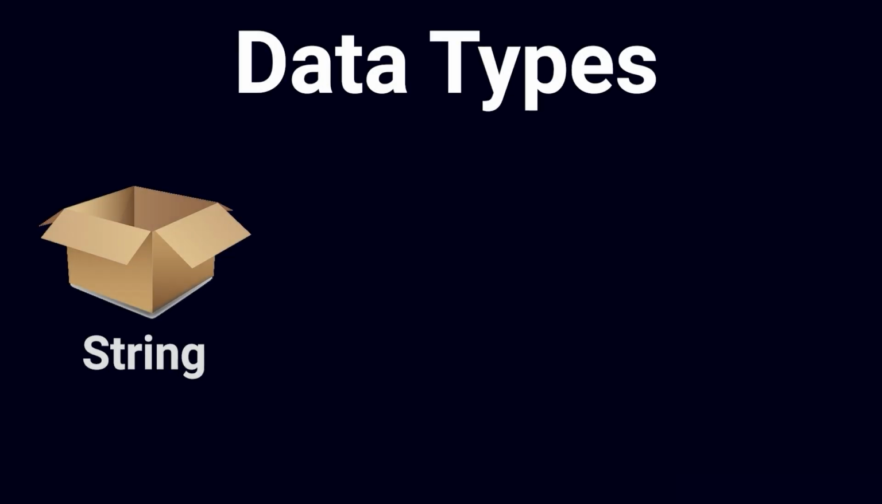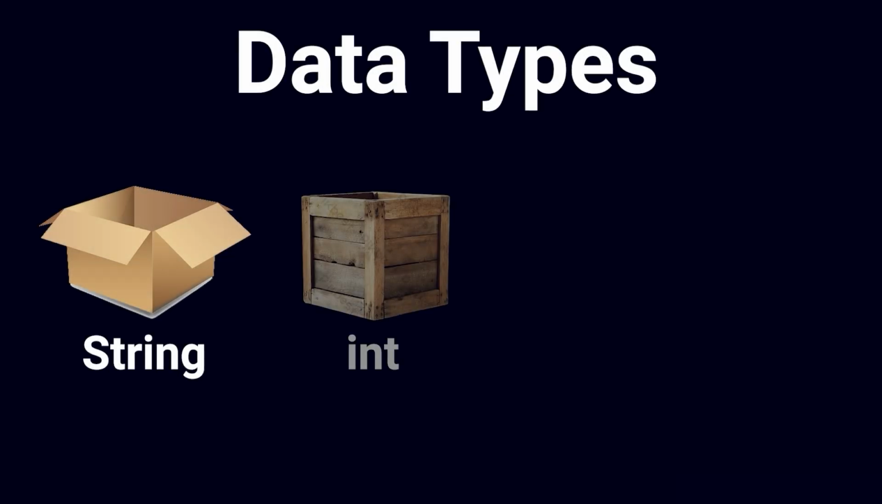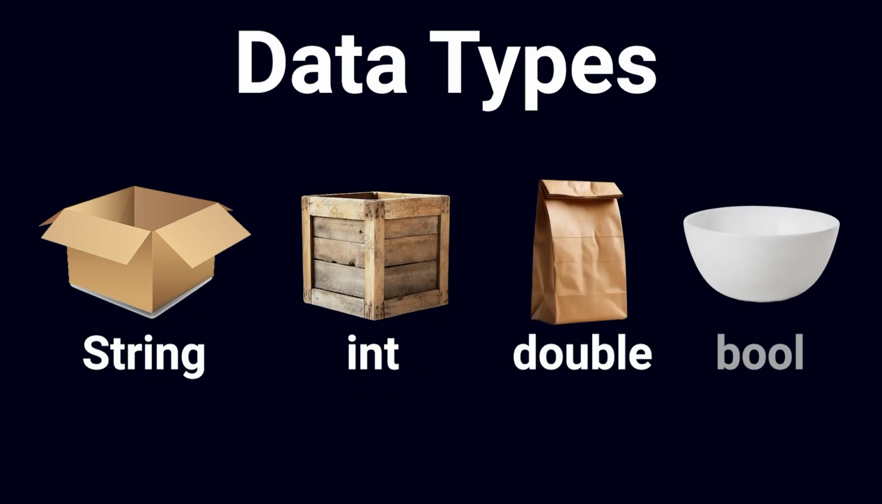Now, our name box is great, but what if we want to store different kinds of things, like an age, or a price, or a simple yes or no? Think of it like this. You wouldn't put soup in a cardboard box, right? You need a bowl. You wouldn't put a heavy rock in a paper bag. You need a crate. In Dart, we have different shapes of boxes for different data. Let's look at the most important ones.